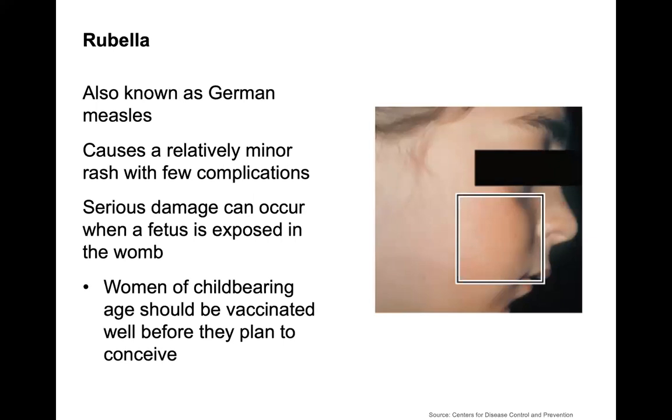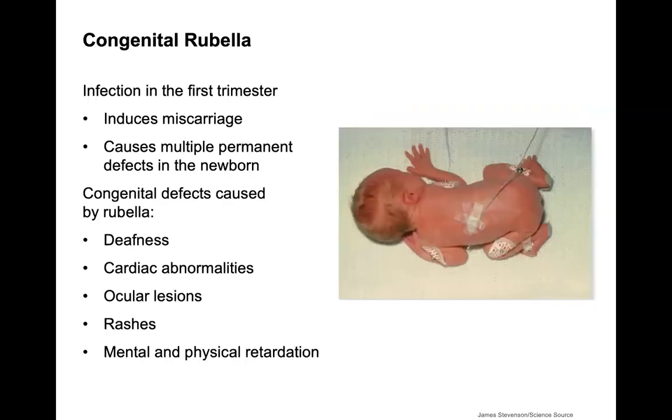Rubella, this is also known as German measles. This causes a relatively minor rash with few complications. Serious damage can occur when the fetus is exposed in the womb. So we're really concerned about pregnant women contracting this, because this can actually lead to a stillbirth. So women of childbearing age, make sure that they have their MMR booster and that they are vaccinated, because if they do contract this, it can be fatal.